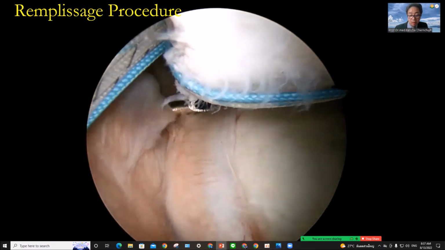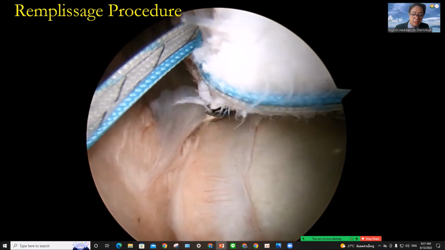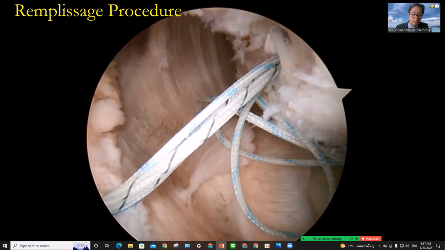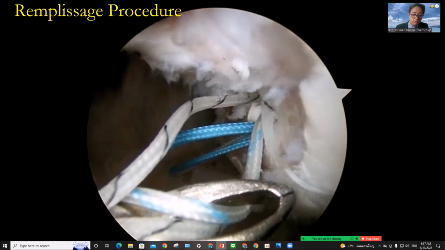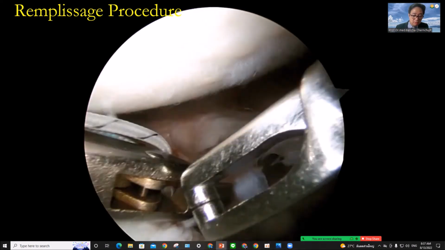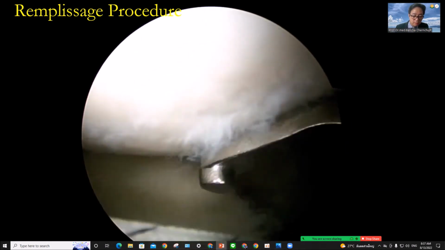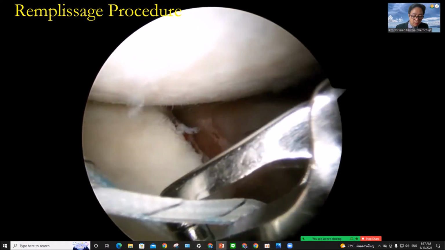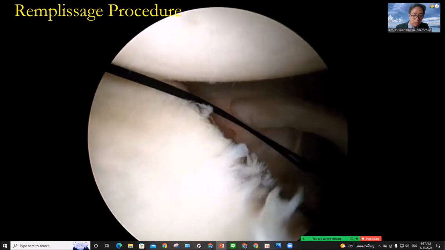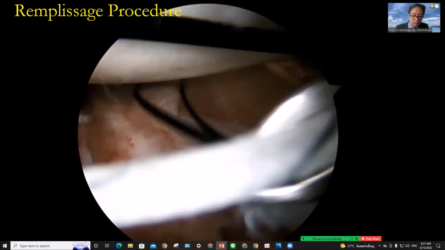Okay. So if you do Remplissage later, sometimes it's not easy because your joint is already stabilized. Right. Before you're doing the bony Bankart repair, the joint is loose. It's easier for you to do this Remplissage. Okay. So for the triple load, I pass the suture 1, 2, 2, 1.